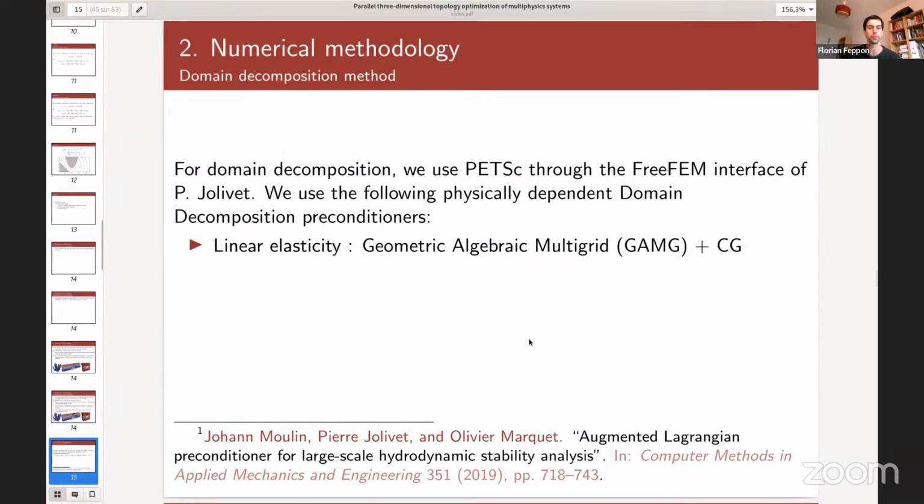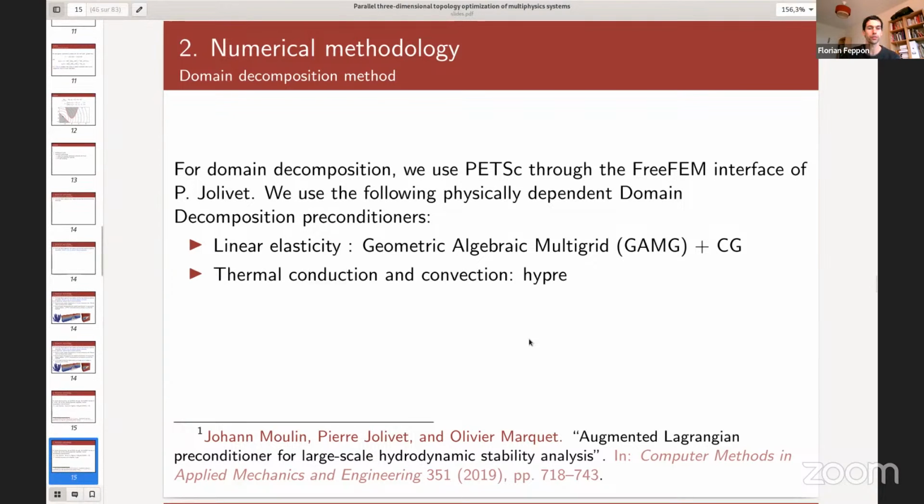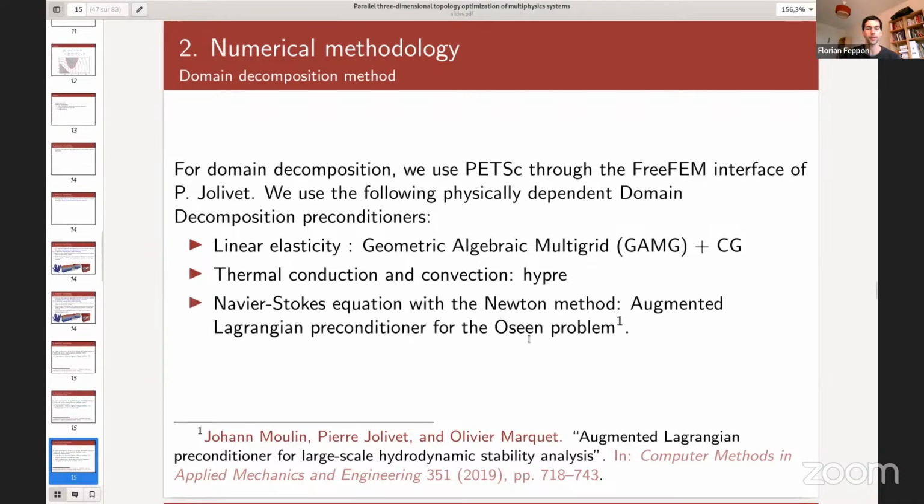We used physics-based preconditioners, so geometric algebraic multigrid with the conjugate gradient method for linear elasticity. We used the Hypre solver for thermal conduction and convection, and we used a quite recent augmented Lagrangian preconditioner for the linearized Navier-Stokes, or the so-called Oseen problem, for solving the Navier-Stokes equation and also the adjoint of the Navier-Stokes equation.